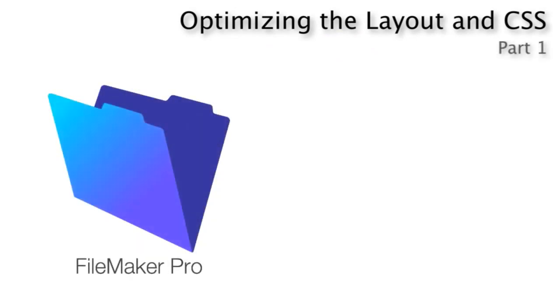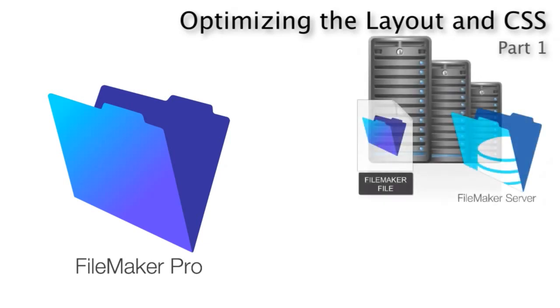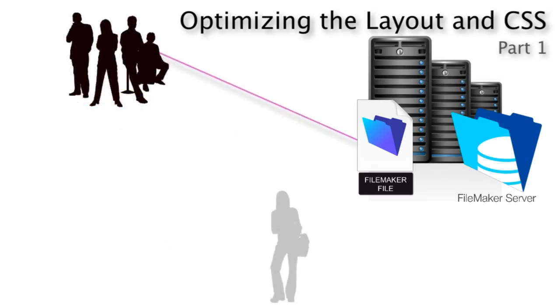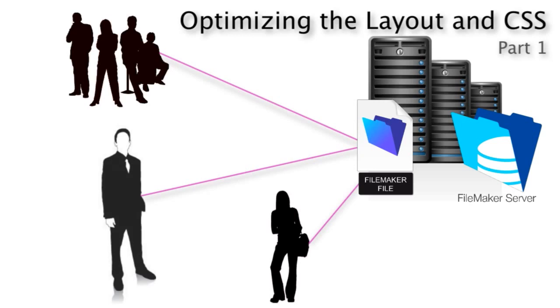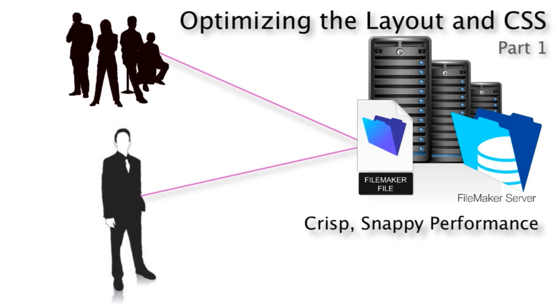In the next series of videos, we're going to start a detailed conversation regarding optimizing your layouts in a FileMaker solution for high speed and best performance across your office network or across the internet. This series of videos is really important because if you're building a FileMaker solution or custom application where users are going to be accessing the solution from across the network or across the internet, then quick, crisp, snappy performance is going to be in everyone's best interest.